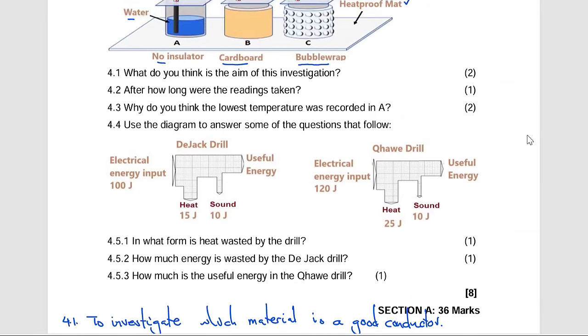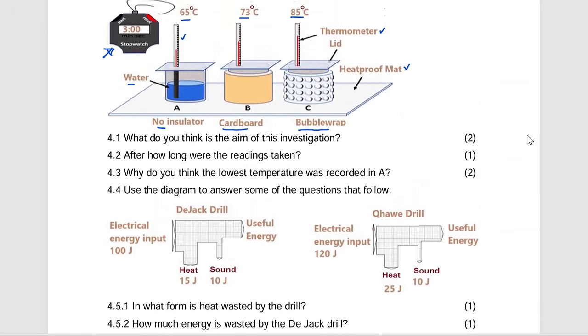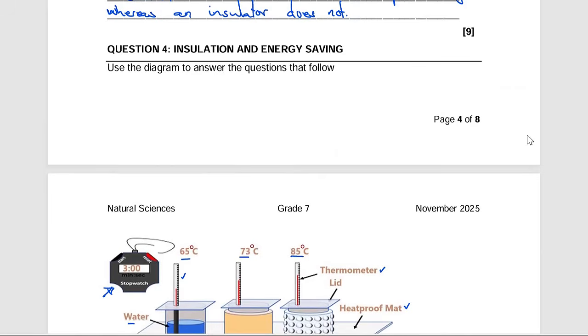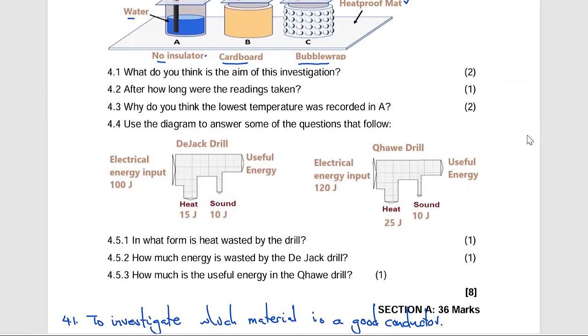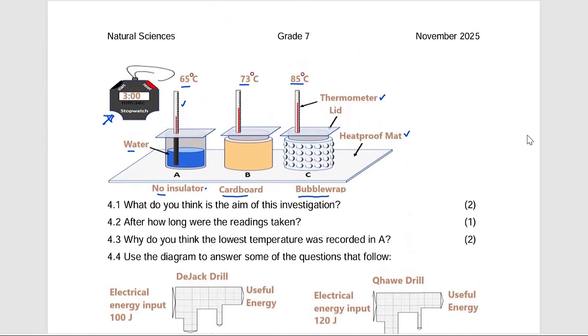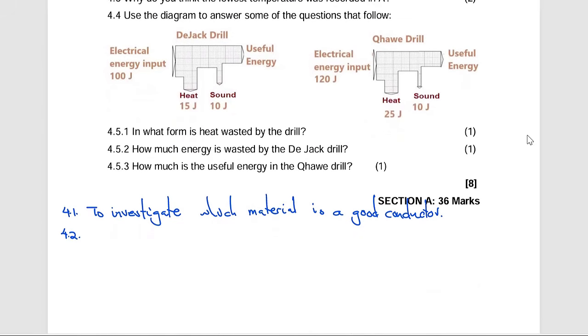Okay, then moving on to 4.2. So you can see here we've got different materials, right? We have a bubble wrap, cardboard, and then the other one has got no insulator. Then moving on, after how long were the readings taken, right? Now we can see the readings were taken for 3 minutes. We're given that time there, that's our stopwatch there. So our answer there is 3 minutes, like that.